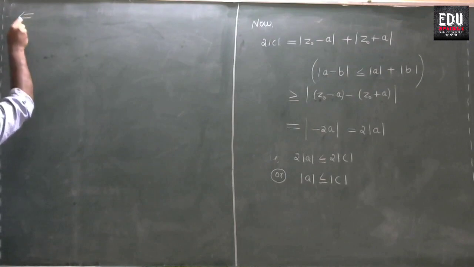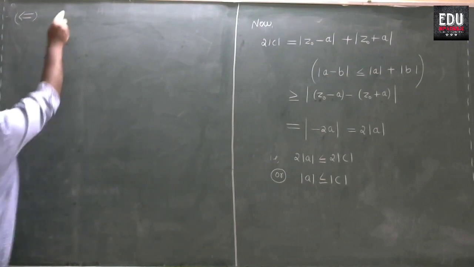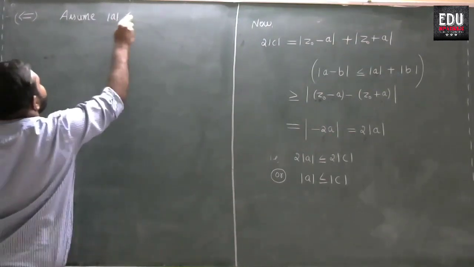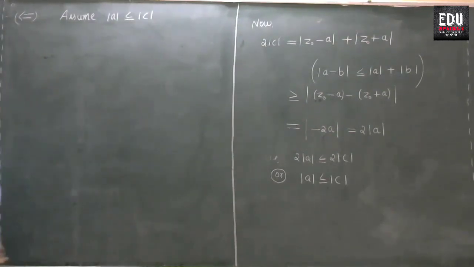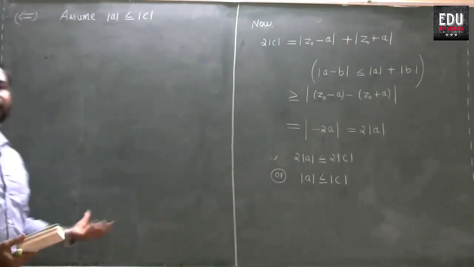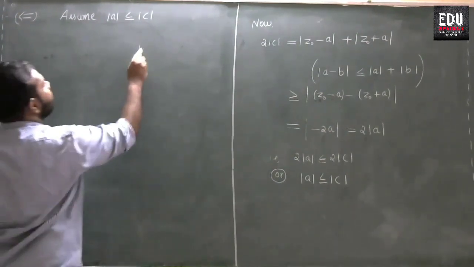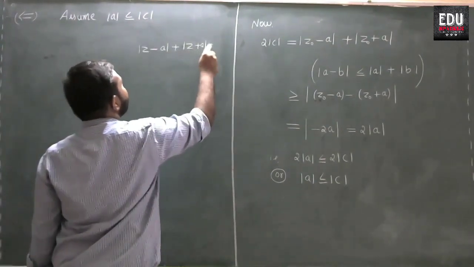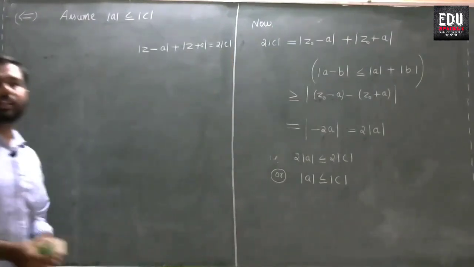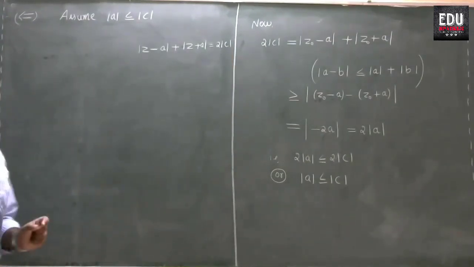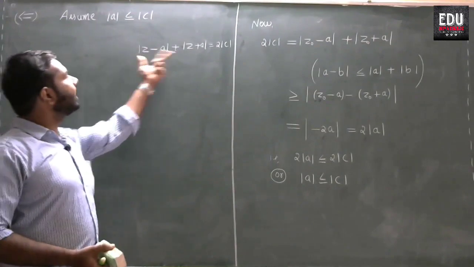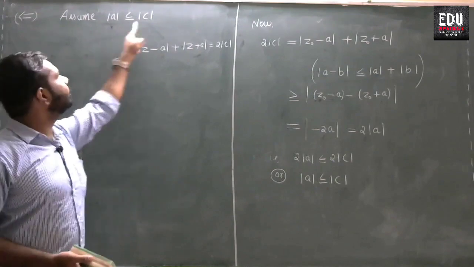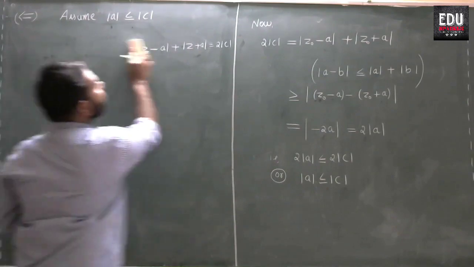Now, conversely, assume modulus of a is less than or equal to modulus of c. Now what we have to show? We have to show that there are complex numbers satisfying the equation modulus of z minus a plus modulus of z plus a equals 2 into modulus of c. That means we have to show the existence of at least one value of z satisfying this equation under the condition modulus of a is less than or equal to modulus of c.